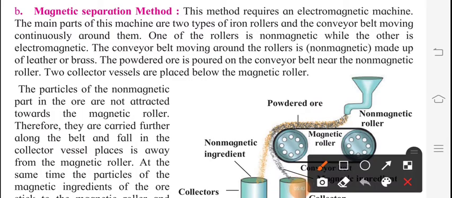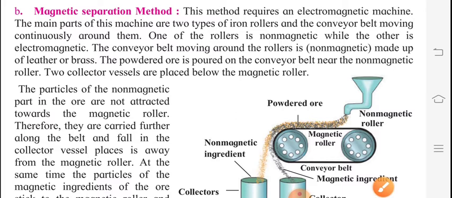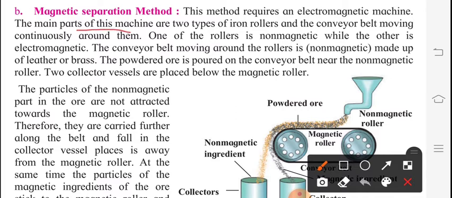The next separation method is the magnetic separation method. This method requires an electromagnetic machine. This is the electromagnetic machine. The main parts of this machine are two iron rollers, with a conveyor belt moving continuously around them. One of the rollers is non-magnetic while the other is electromagnetic. The conveyor belt moving around the non-magnetic roller is made up of leather or brass. Obviously, if it is non-magnetic, it means it is some other substance, that is leather or brass.